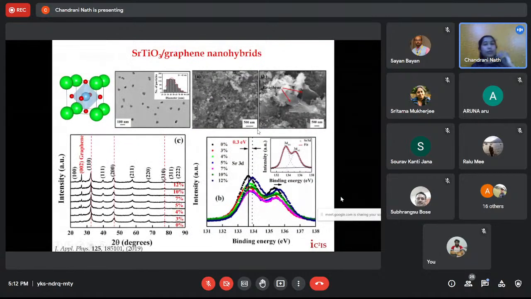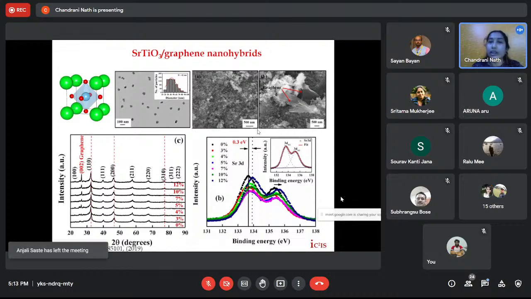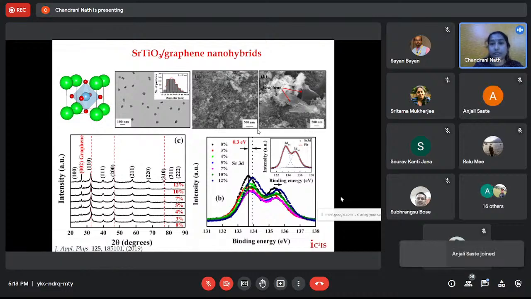Coming to my study, I have studied a hybrid system with strontium titanate as the oxide and graphene. Since strontium titanate has very low conductivity, close to 10⁻⁶ Siemens per centimeter, my idea was to improve its electrical conductivity, using graphene as a filler, as well as to decrease the phonon part of the thermal conductivity.